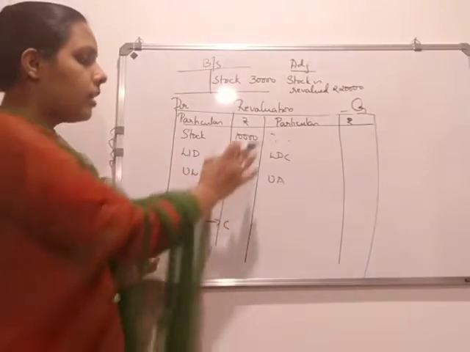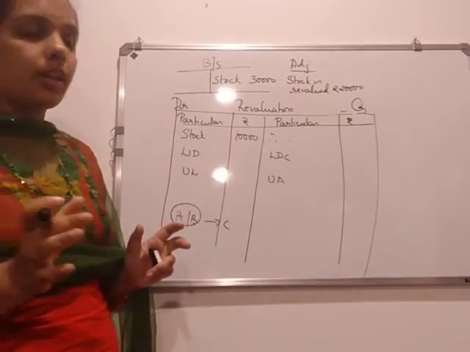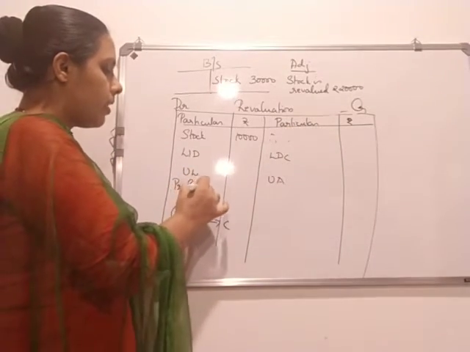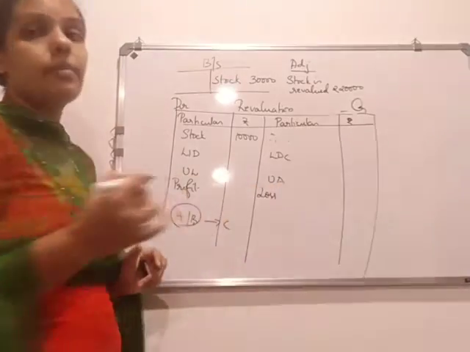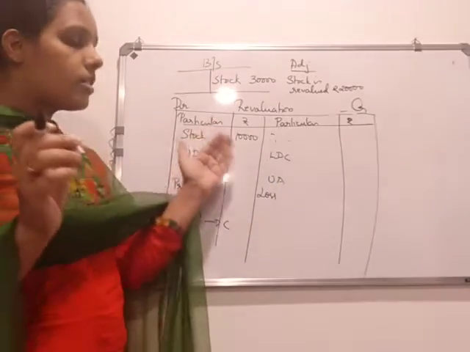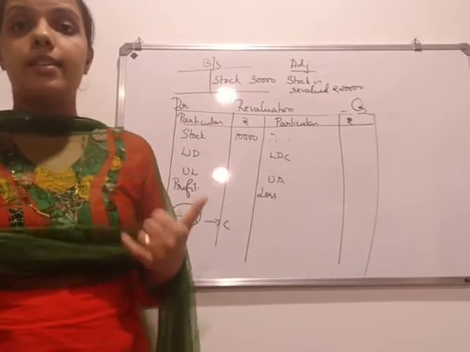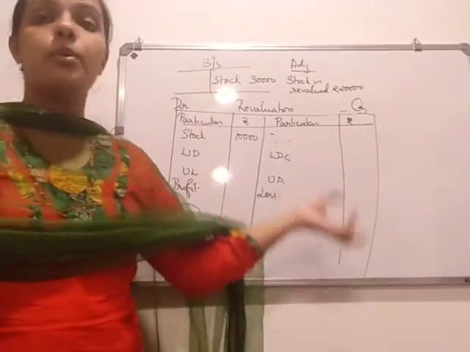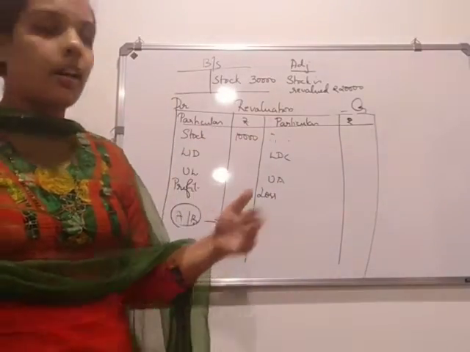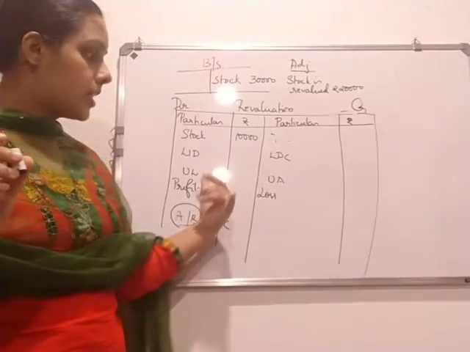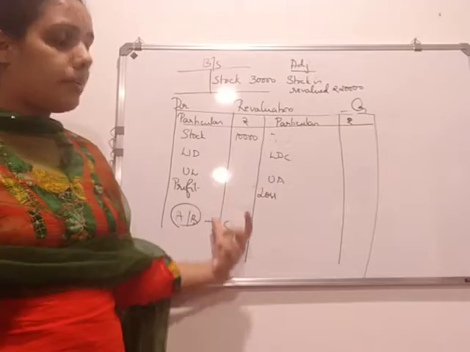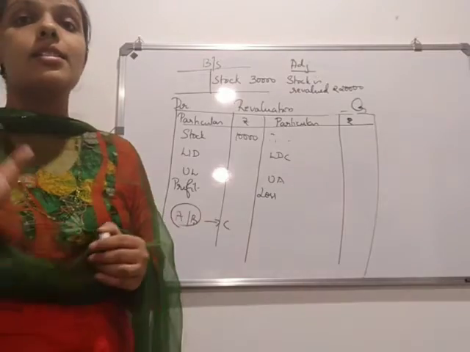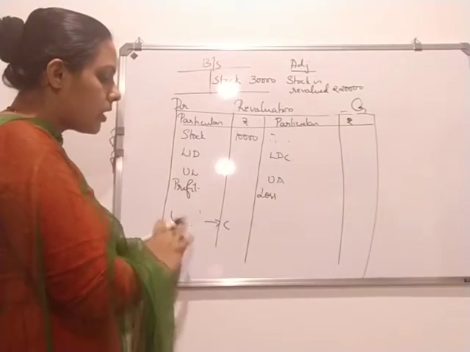So what you have to see here is the total of both sides of the revaluation account. If credit side is more, the answer will be profit. And if debit side is more, the answer will be loss. So after recording all the adjustments in the revaluation account, now it's time to add both sides. Total of both sides, then find out the difference. And if credit side is more, it is debit balance, that is profit. And if debit side is more, you have to show it in the credit side, and that answer is loss.